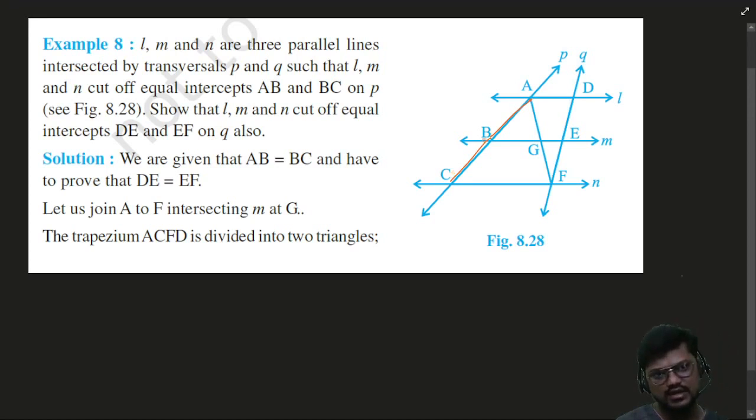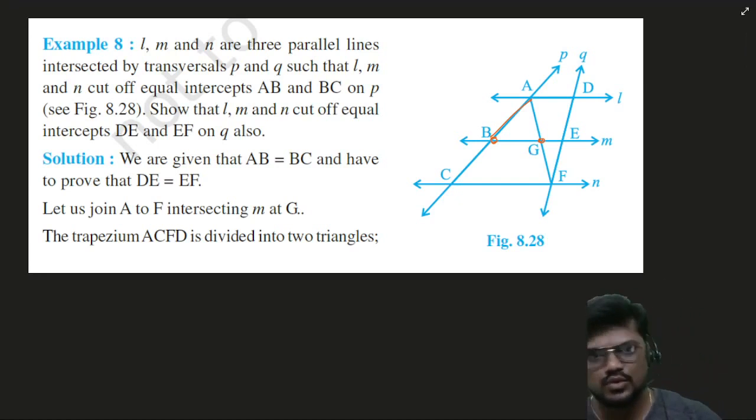So now if you take this triangle, what do you have? No, that triangle is not required. We have to prove what? That L, M, N also cut equal intercepts on Q. We can say that these are the midpoints, so this will be parallel. So what have they used, similarity or what?